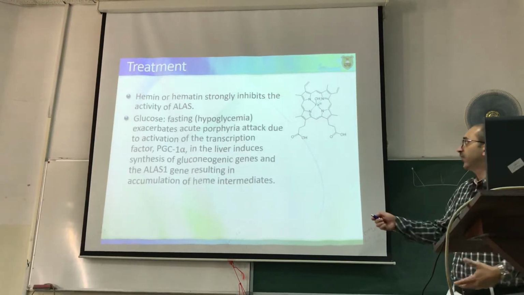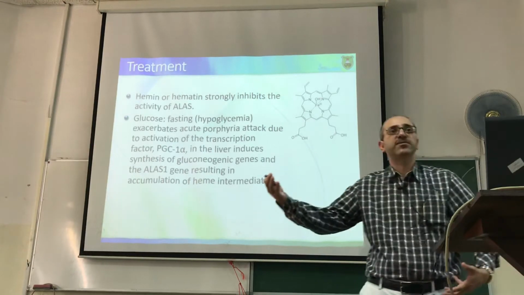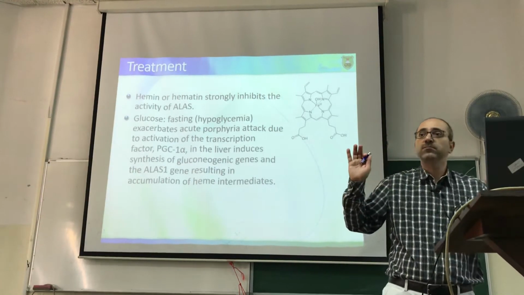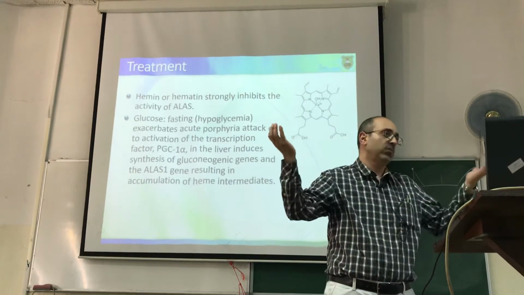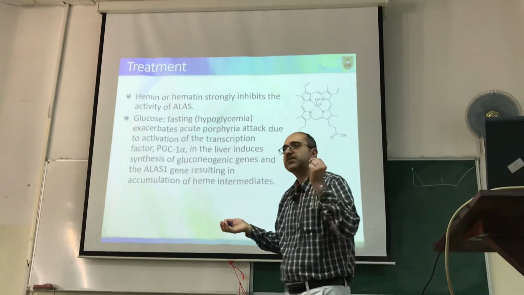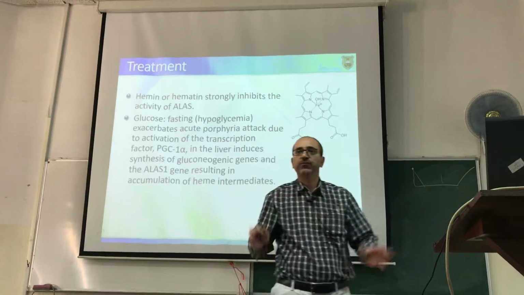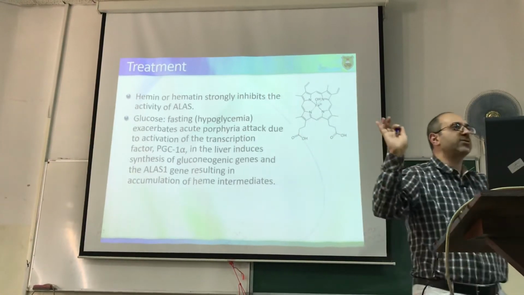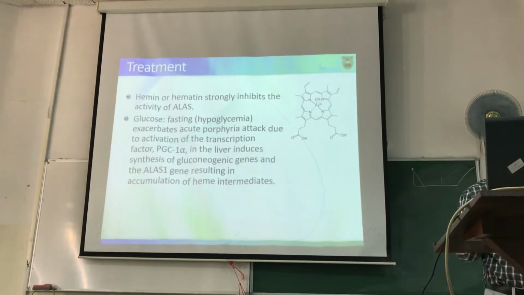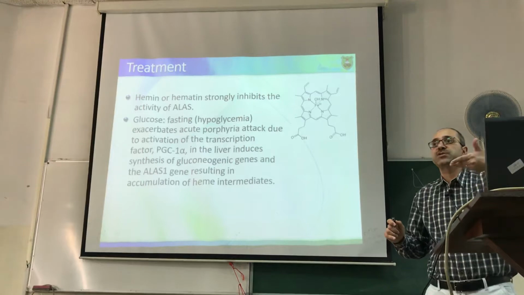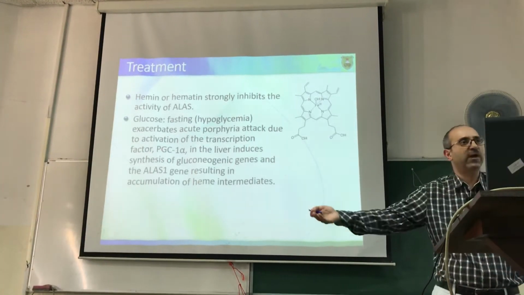Hypoglycemia would activate a transcription factor, which is this one right here. This transcription factor induces the expression of gluconeogenic genes. Gluconeogenic genes would produce all these enzymes to produce glucose. Okay, and hypoglycemia. Thus, one of the genes that are also induced is ALA synthase. Why? That's how it's regulated. No one knows why. Okay, so the expression of ALA synthase is induced as a result of activating this transcription factor, which is activated as a result of hypoglycemia.